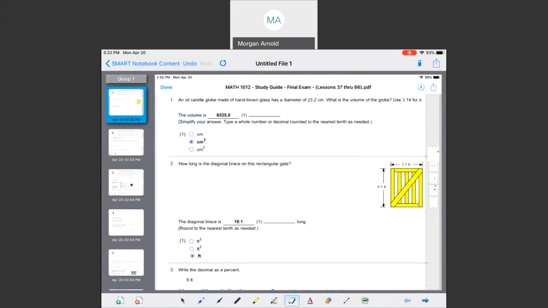Study guide review for the final exam. First example, we need to find the volume of the oil candle globe made of hand-blown glass. Well, the formula is, since we have a globe, it's the same thing as a sphere: 4/3 pi times r, or your radius, cubed.